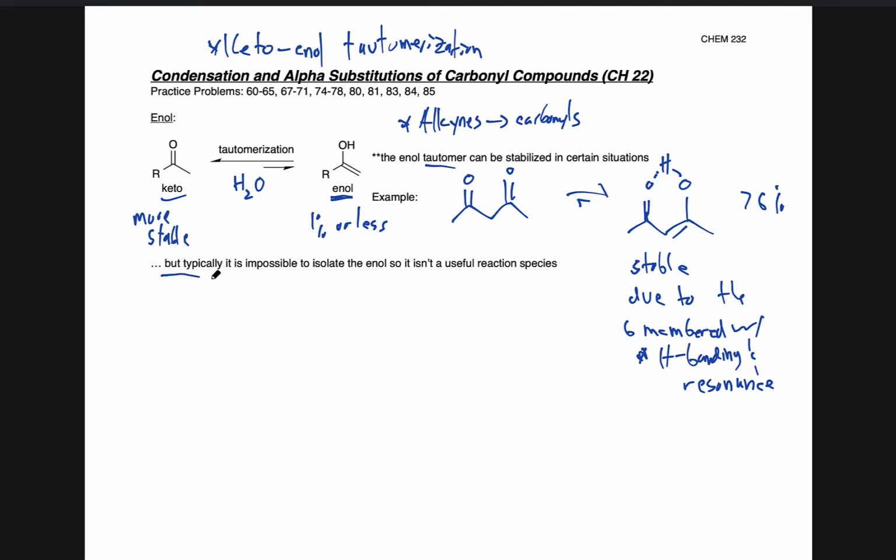However, usually it's impossible to isolate the enol. So in reality, if we were to run a reaction to try to isolate this thing, we wouldn't really be able to. So how does this process actually happen? You notice the keto-enol have some different connectivity. This is not resonance. This is very different than resonance because we're actually moving atoms around, but they are constitutional isomers. They have the same number of atoms, but different connectivity.